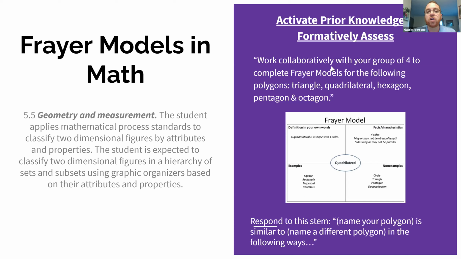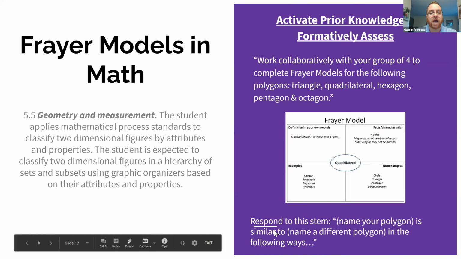Work collaboratively with your group of 4 to complete Frayer models for the following polygons: triangle, quadrilateral, hexagon, pentagon, and octagon, right? So I might give one word to each of my groups, and then those groups report back, right? So each group is going to become an expert on one of those figures. They're then going to share with everyone else so that everyone is exposed to every word, but I can do it in a timely manner, okay?